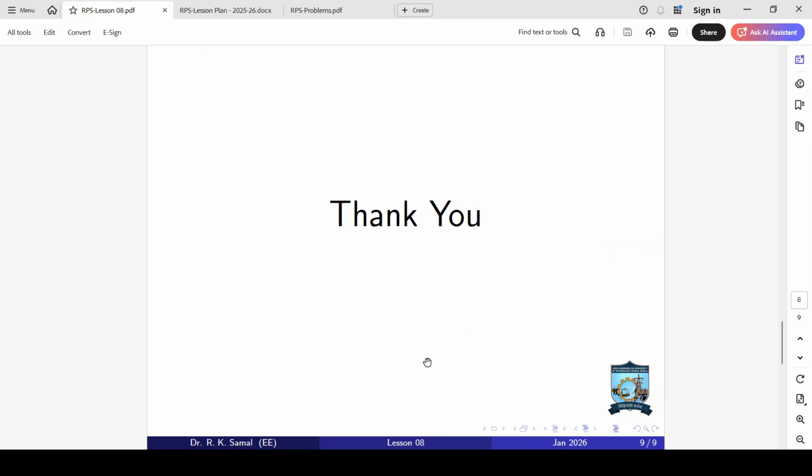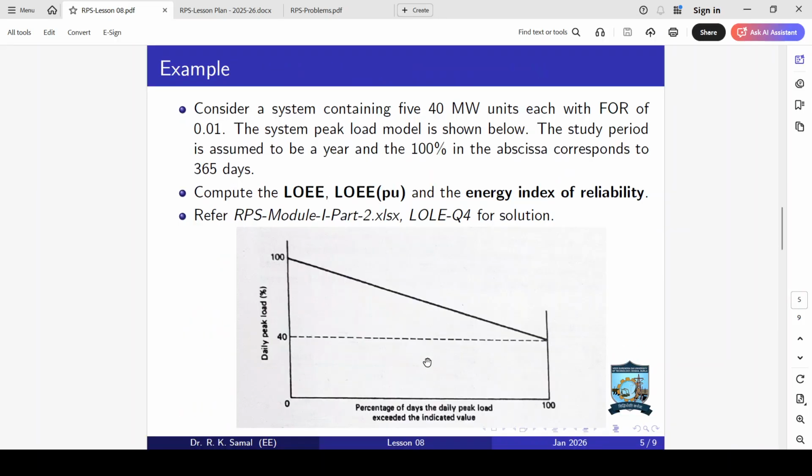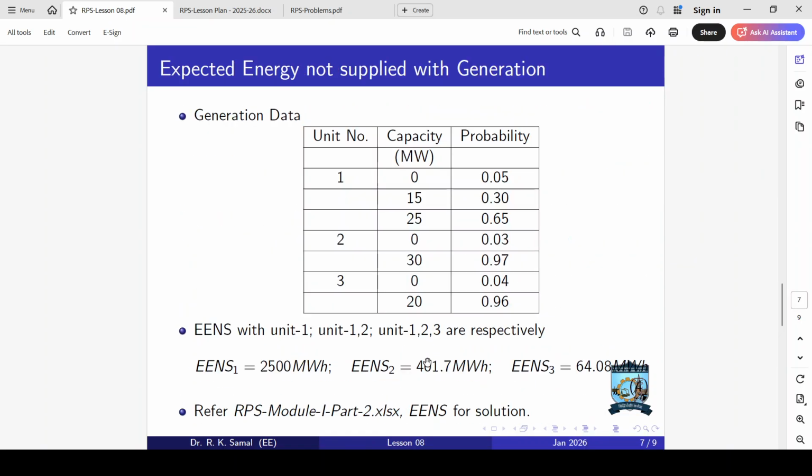Now we'll come to the question which I have left. This is question number 4. This is question number 5. So I told you that it is not available in the Excel, but I found out that it is available as a PDF. Okay, so I'll open that.